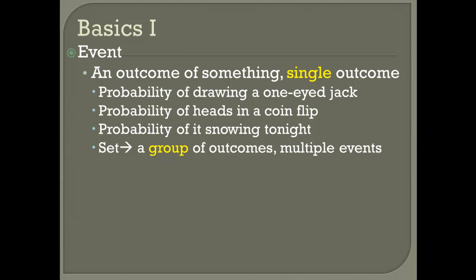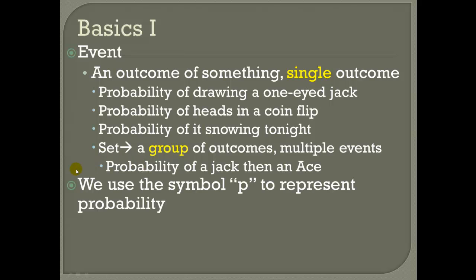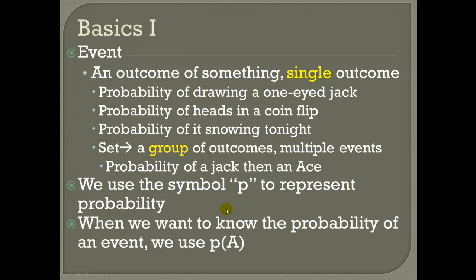Now, to get some more basic terminology out of the way, when we talk about the probability of a group of outcomes or multiple events, that would be called a set. So the probability of pulling a jack and then an ace from a deck of cards would be talking about a set. Throughout this unit and the rest of this class, whenever we're talking about probability in symbols and equations, we'll represent it by a lowercase p. And when we're talking about the probability of a certain event, we'll write p with the event within parentheses. So the probability of event A occurring would be written that way.